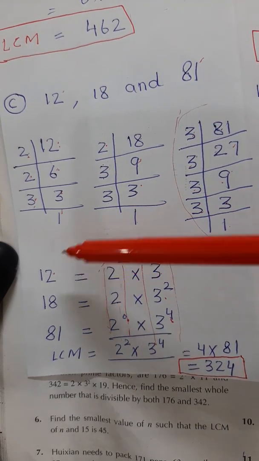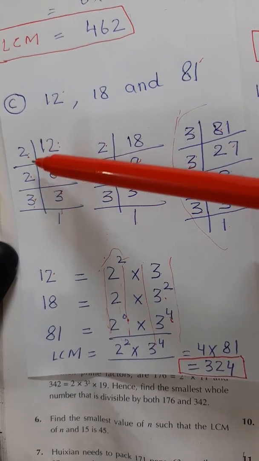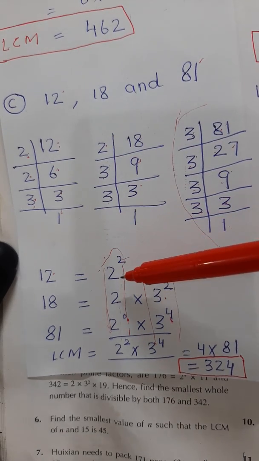Starting from 12 and starting from 2, we have got 2 and 2 in the factors of 12. So in index notation, this will be written as 2 square.